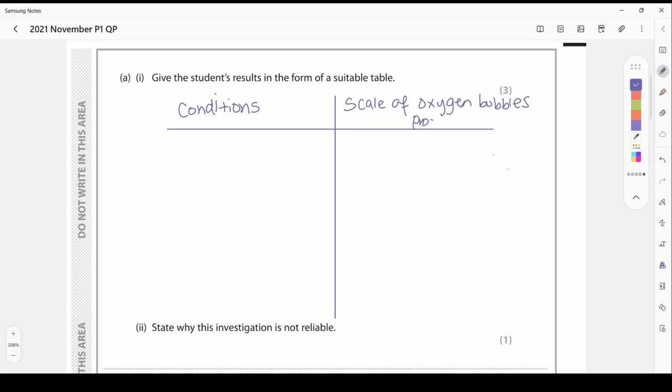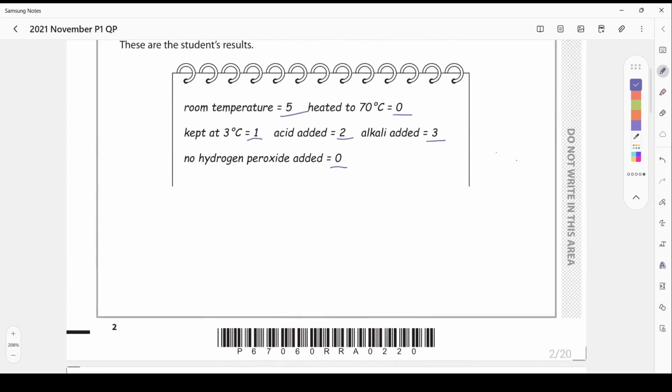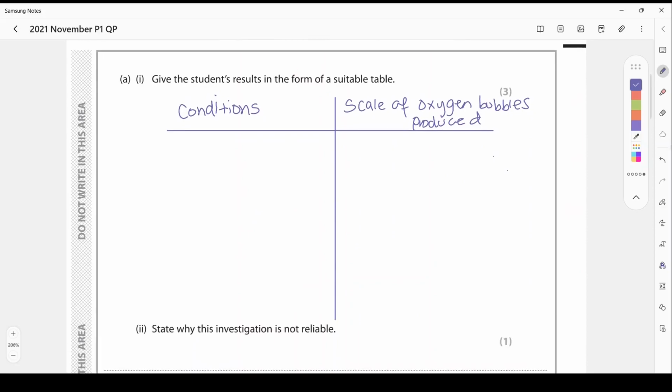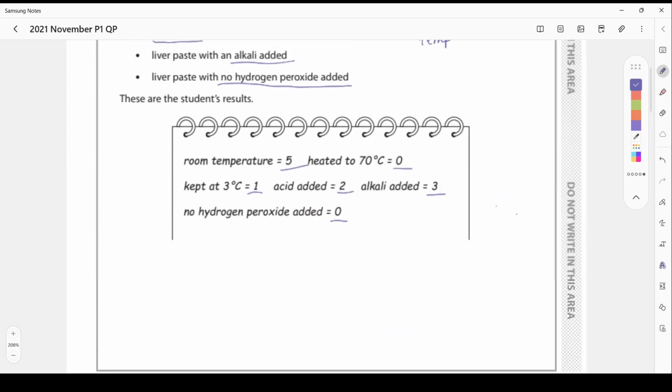Produced. So let's go back up. So the highest one should be room temperature and alkali added. So that's 5 and 3. So we have room temperature, and that's 5. And then alkali added is next. Alkali added, and that's 3.